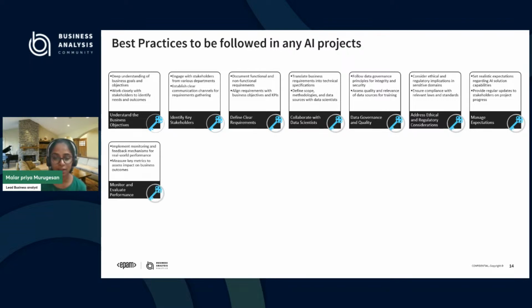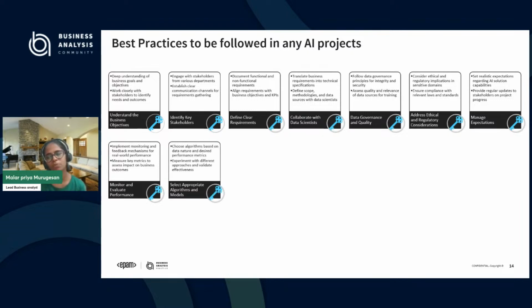And monitor and evaluate performance, very important for any application, not only for AI. But in AI, we need to monitor not only the performance, security, etc., but we also need to evaluate all the responsible AI features, right? And selecting appropriate algorithms and models, be it any machine learning model, we will do some experiments and only then we will be able to choose, right?